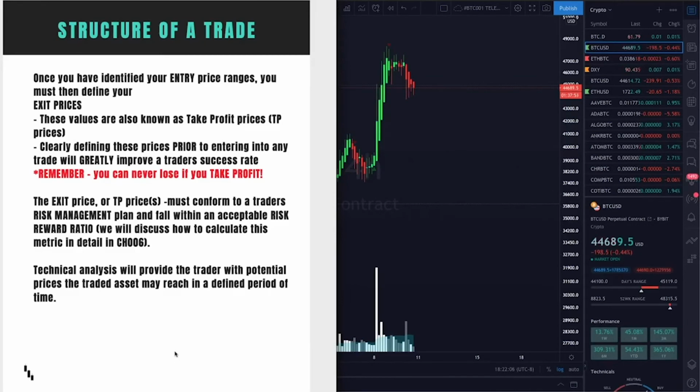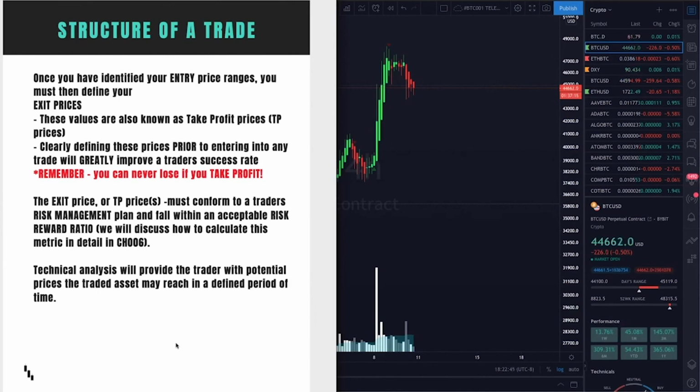Once you've identified your entry price ranges, you must then define your exit prices. Never enter into a trade position without your take profit levels in mind. These values are also known as take profit or exit prices, and clearly defining these prior to entering into a trade will greatly improve your success rate. Just remember, you can never lose if you take profit. The exit price or the TP price must conform to a trader's risk management plan, something we will go over in detail in the next chapter, and fall within an acceptable risk-reward ratio.